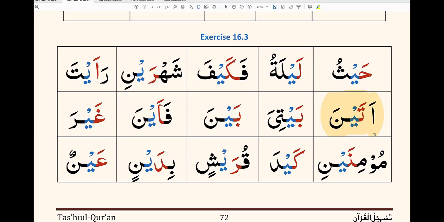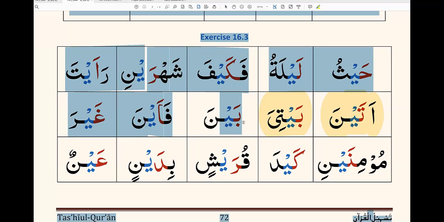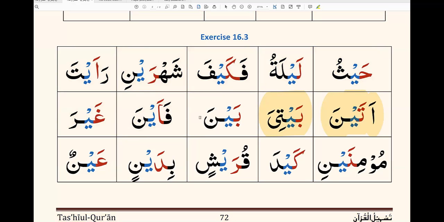A'udhu billahi minash shaitanir rajeem. Bismillahir rahmanir rahim. Lovely, okay. Ataina. Ataina. Okay. This is a ta. Okay, so ataina. Ataina. Beautiful, much better, excellent. So baitiya. Baitiya. Beautiful. Baina. Baina.